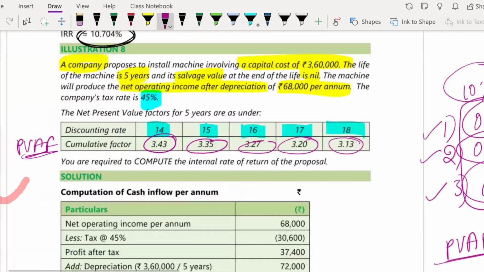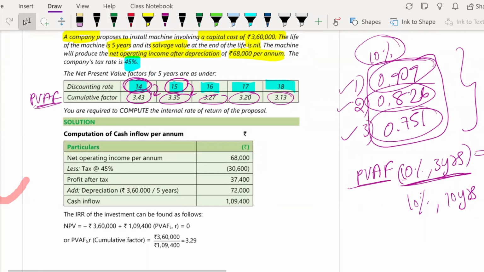Now, I hope you understood what PVAF is. That means at 14% PVAF, this is at 14% for 5 years. This is at 15% for 5 years, the same way. Okay, the meeting is going to end in 1 minute.